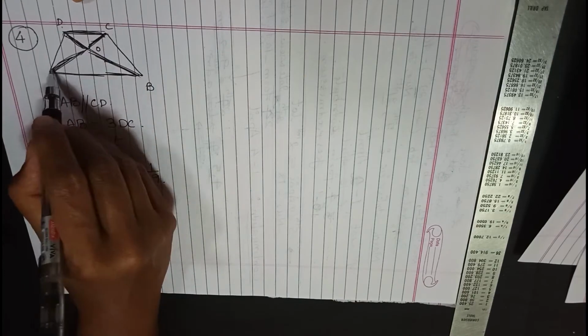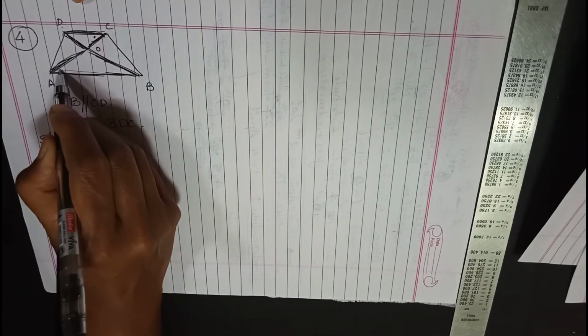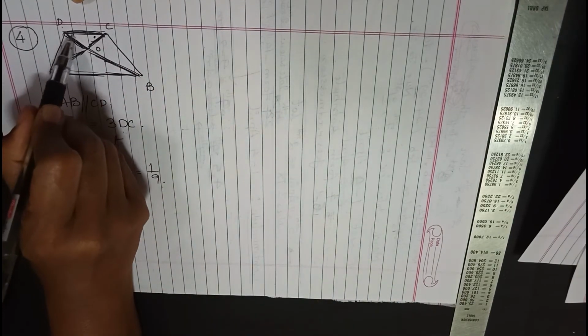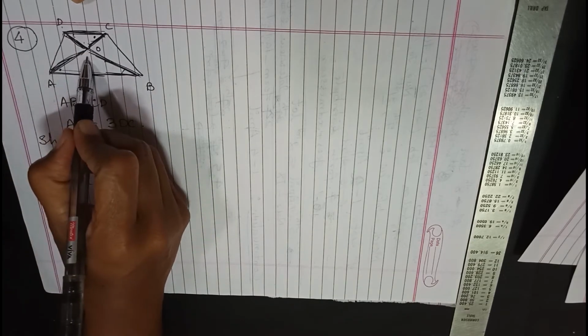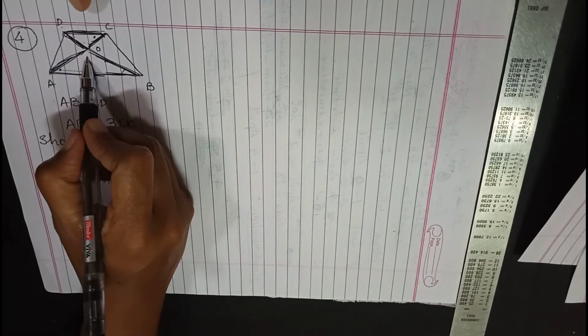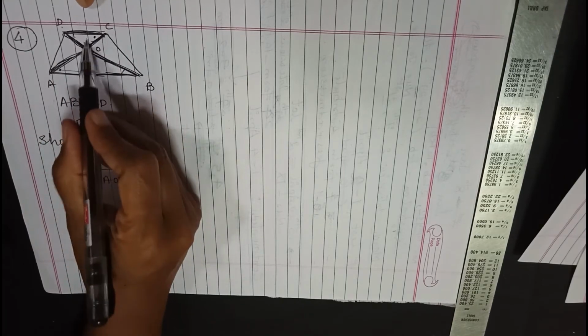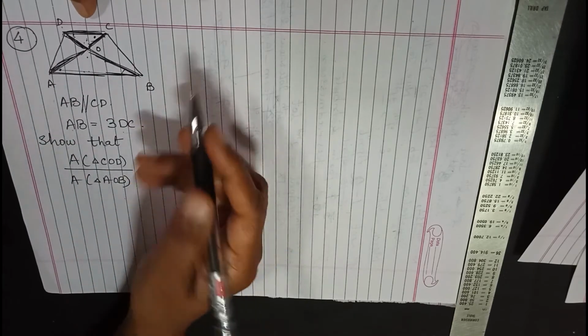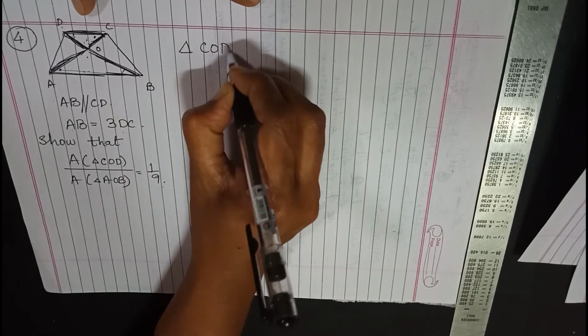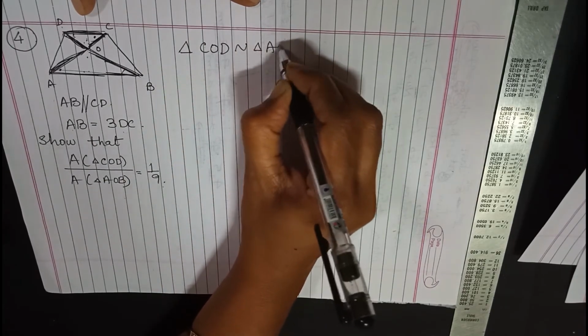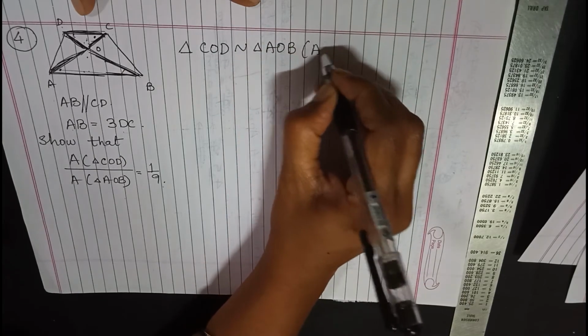You can see it is given parallel, so this angle is equal to this angle, alternate angles, this angle is equal to this angle, alternate angles, and these two angles are equal, again vertically opposite angles. So using any two angles we can prove the two triangles are similar. So that is the first step. So triangle COD is similar to triangle AOB by AA test.